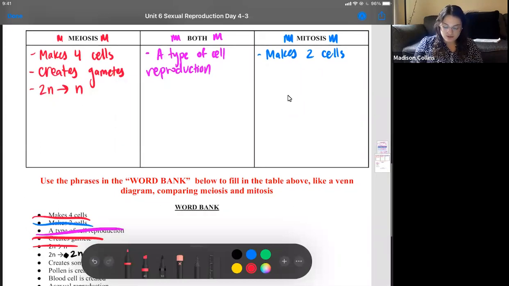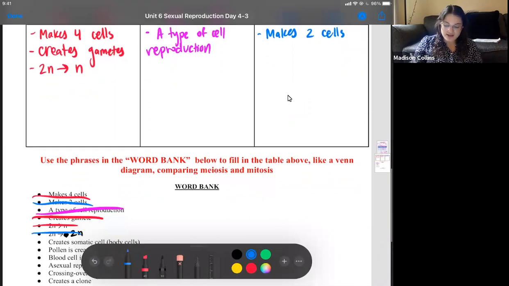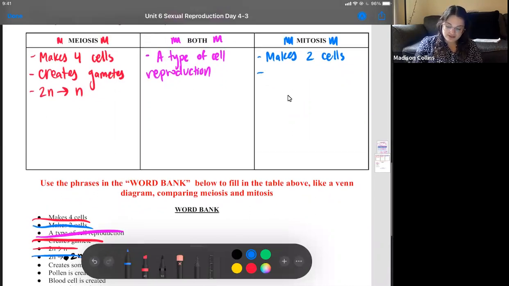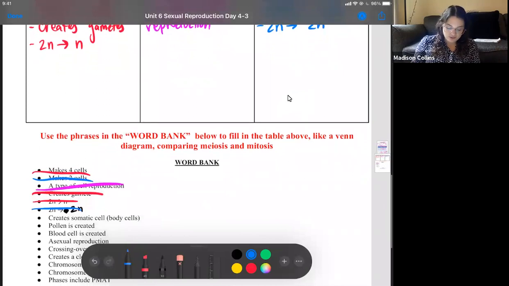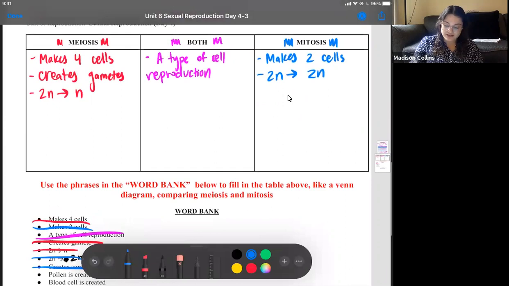Okay, 2N to 2N, that means it's staying the same. That's a characteristic of mitosis. Both the starting and ending cells are going to be diploid. They have the full set, they're identical. Okay, creates somatic cells or body cells. Again, this is an example of mitosis.